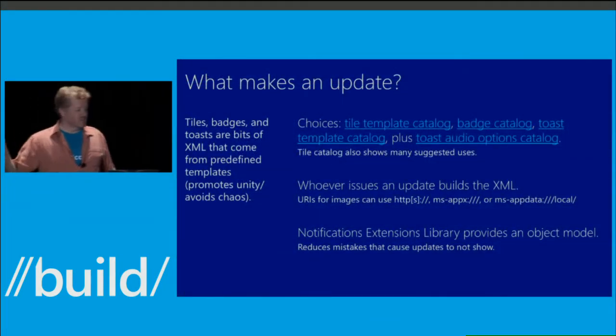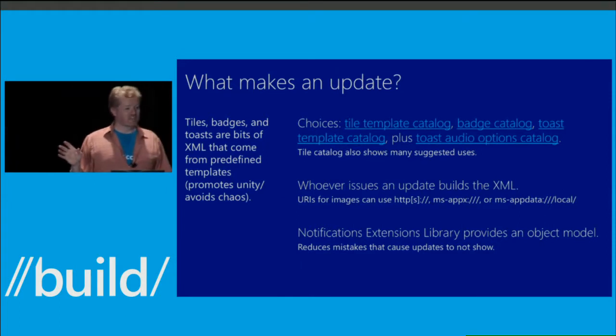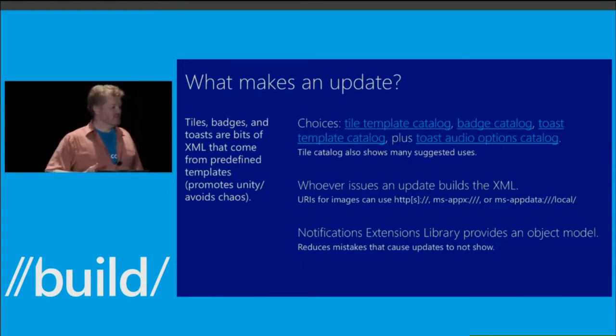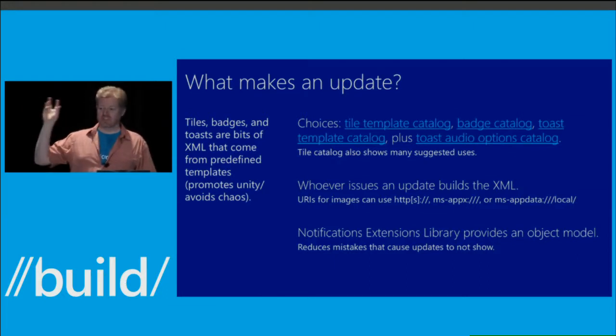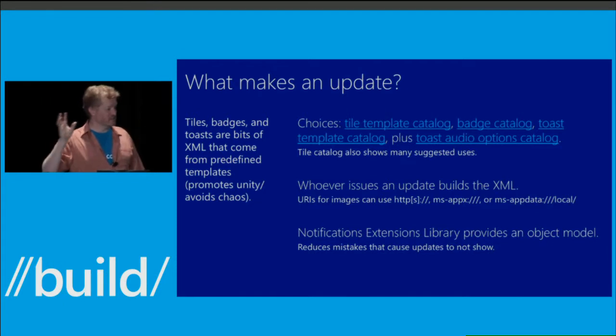All right, so definitely go to these catalogs because there's a lot of good stuff there, but then use that sample as well. So regardless of who's going to issue the update, whether it be a service for push notifications, a service for periodic notifications, or your app or your background task, you're just going to build up this XML and issue it through the appropriate APIs.